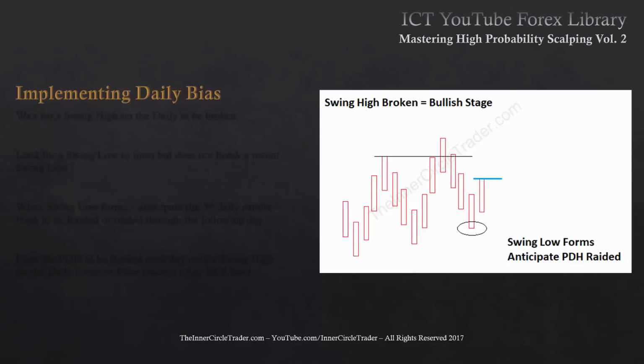And I'm referring to a daily chart here. So when we're implementing the daily bias, on the daily chart we're going to be waiting for a swing high to form and to be broken. This will be bullish. When we see a swing high broken, in other words, a candle that has a lower high to the left of it and a lower high to the right of it, as seen here.